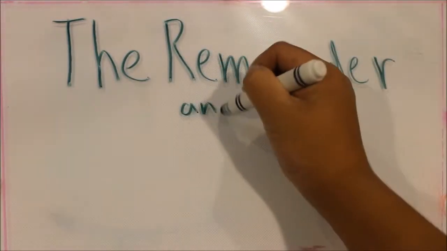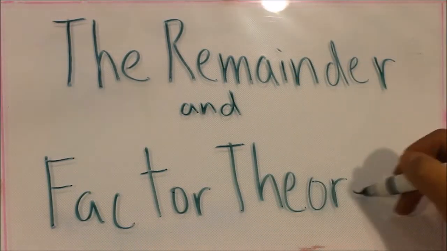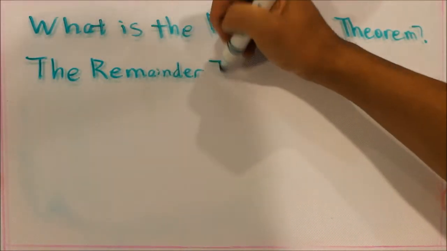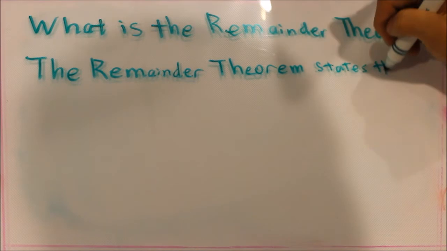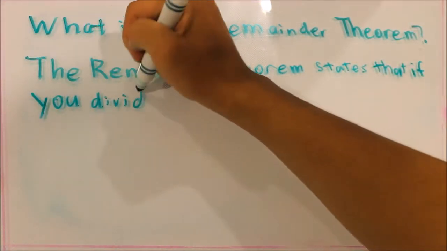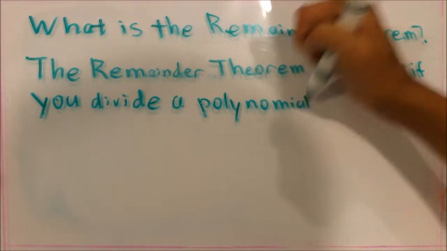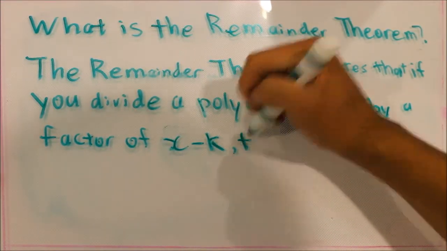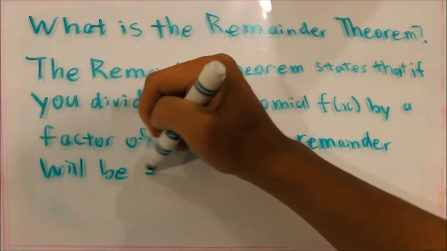The remainder and factor theorem. What is the remainder theorem? The remainder theorem states that if you divide a polynomial f of x by a factor of x minus k, the remainder will be equal to f of k.